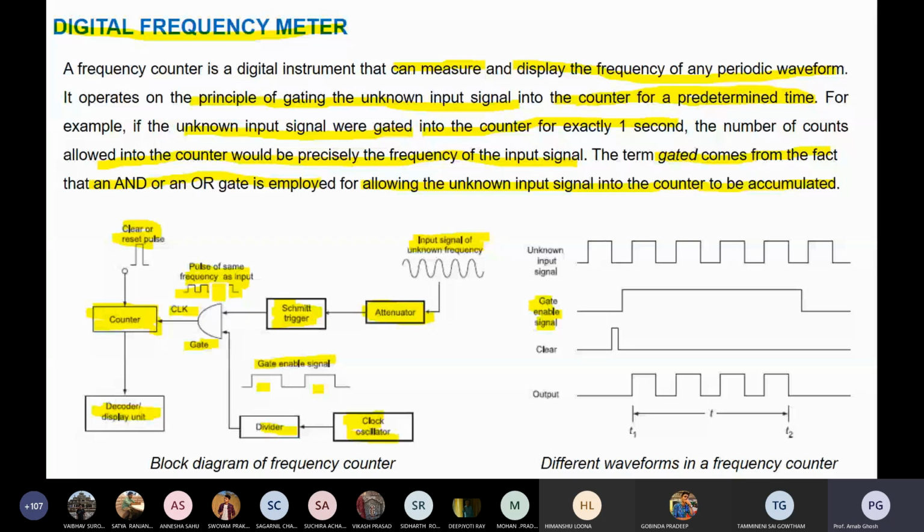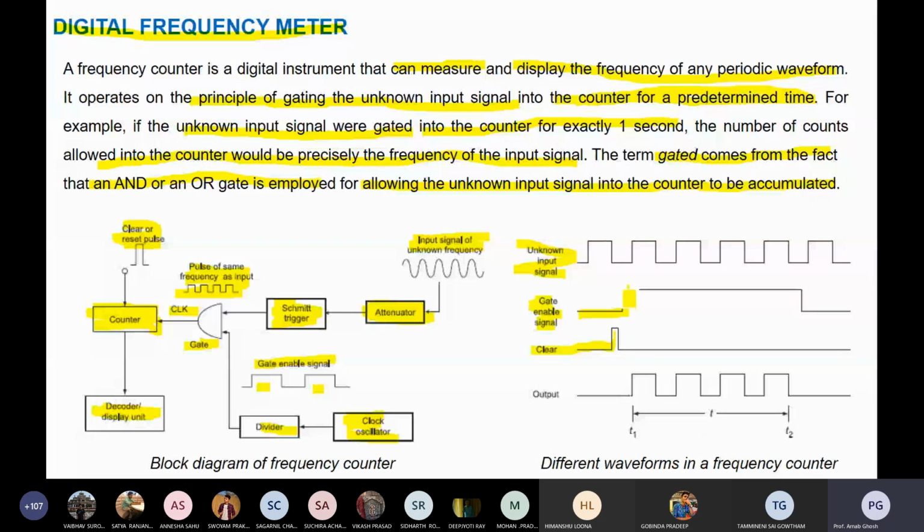So here you can see the unknown input signal. Initially it is sinusoidal in nature, so you are converting the signal using an astable multivibrator. The Schmitt trigger is an example of this. So you are getting one pulse, PWM type, a square wave type signal. And your gate signal is there, and the clear is also there. So what will be your output?